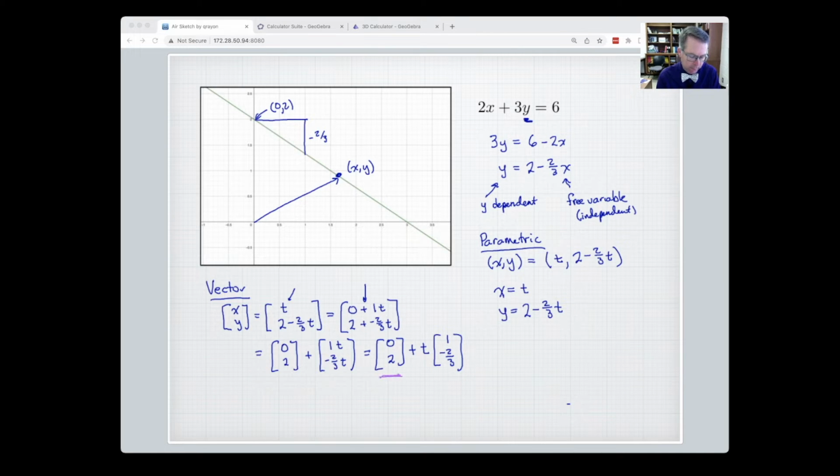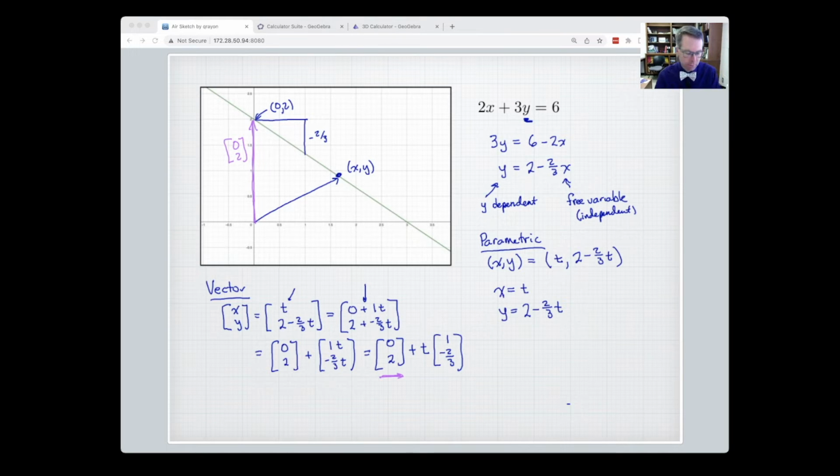So now this is my parametric representation in vector form. 0, 2 is a vector. And I can think of that as the vector that displaces from the origin to the point 0, 2. Okay, so that's a mistake. Let's fix that. I've got a vector 0, 2.